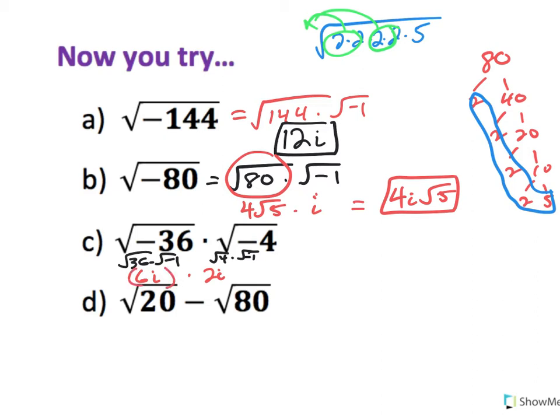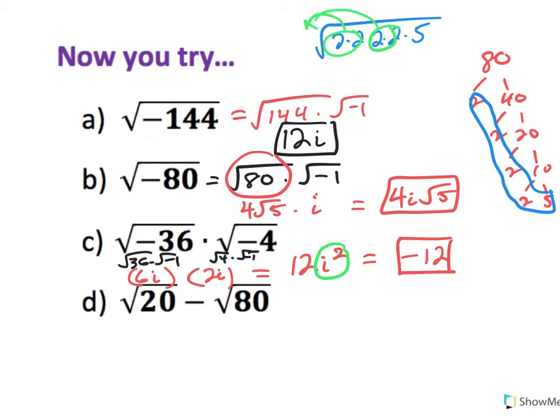And so if I multiply these two together, 6i times 2i, well, 6 times 2 is 12. i times i becomes i squared. And then remember, anytime you see i squared, we can replace that with negative 1. And so your final answer for C would have been negative 12.